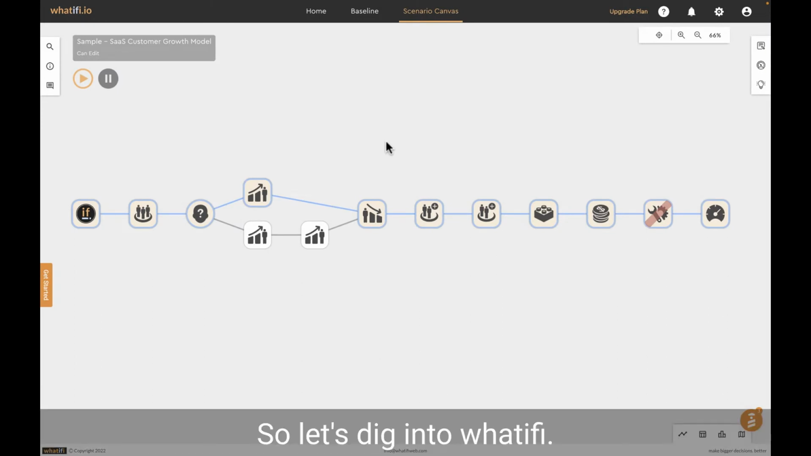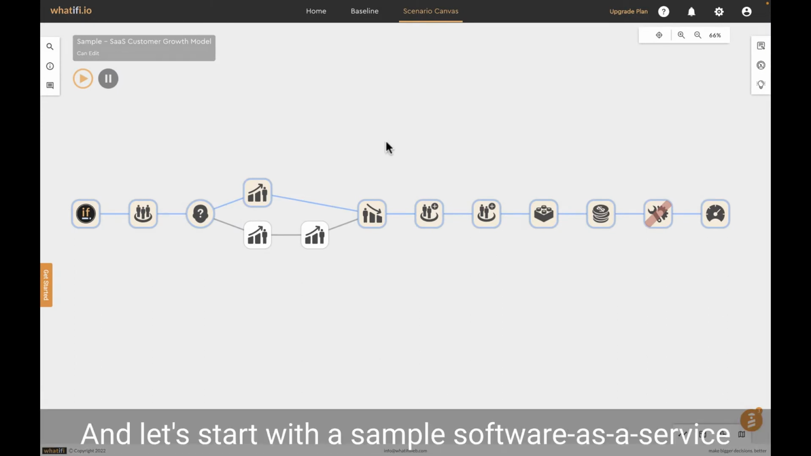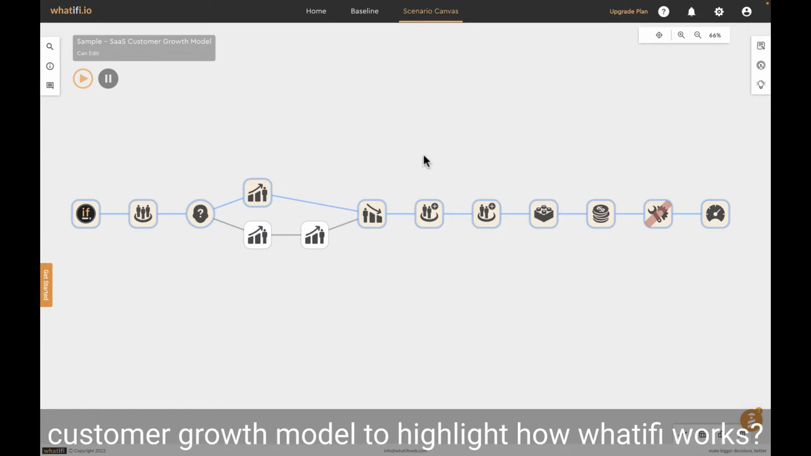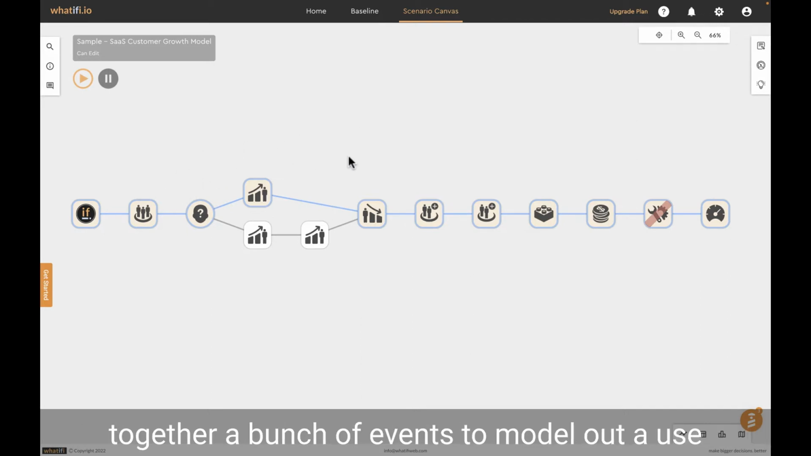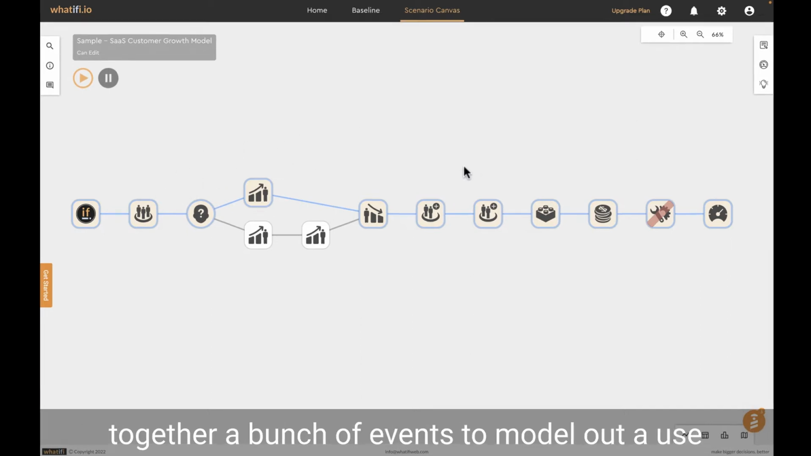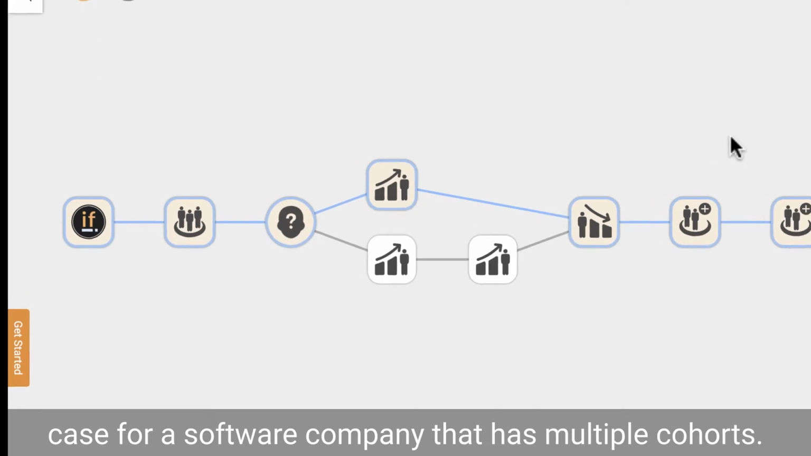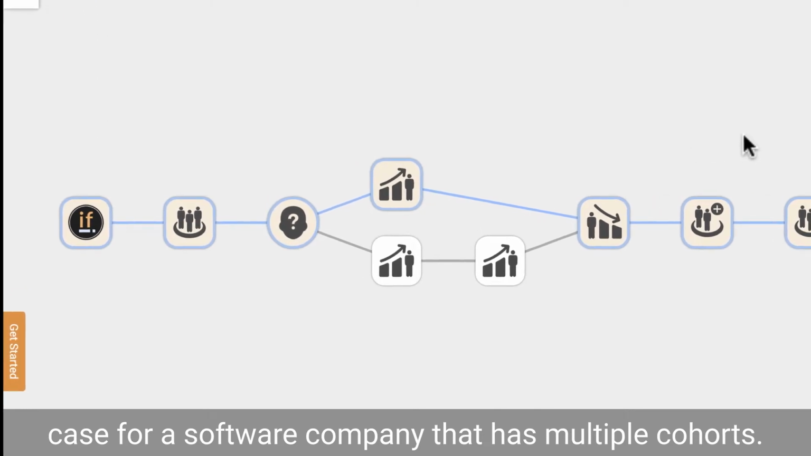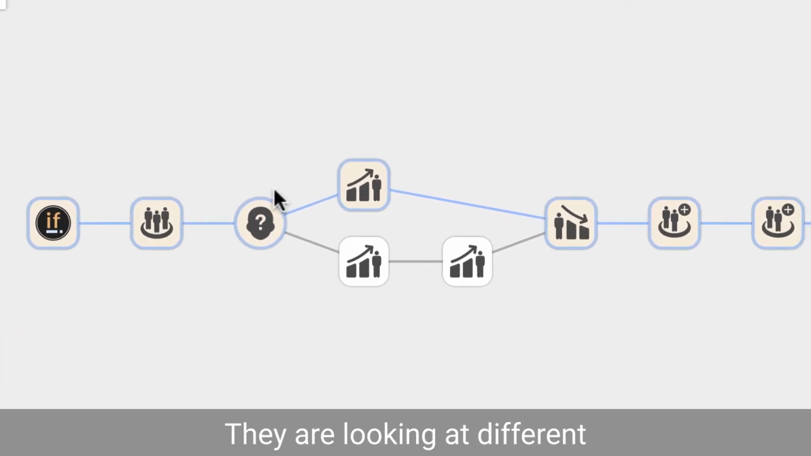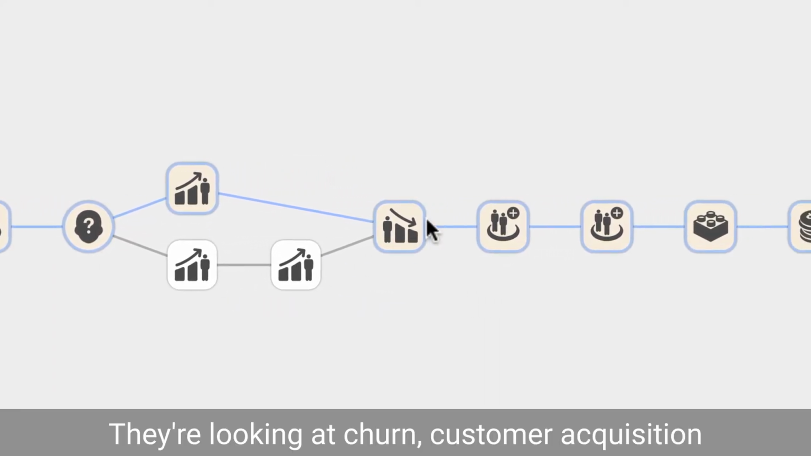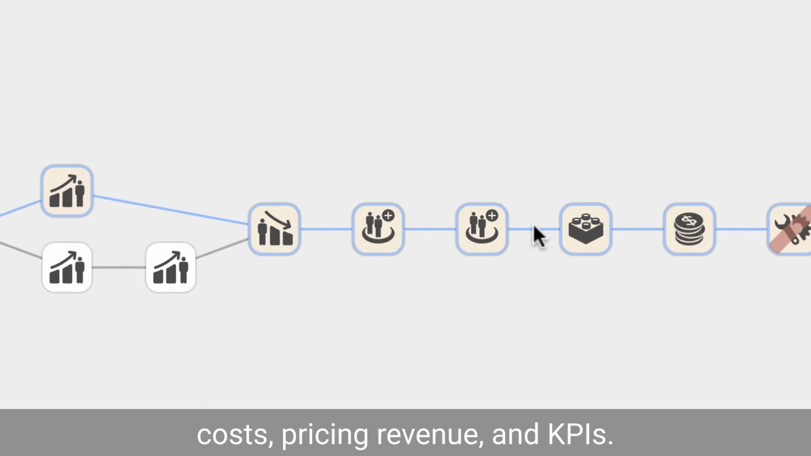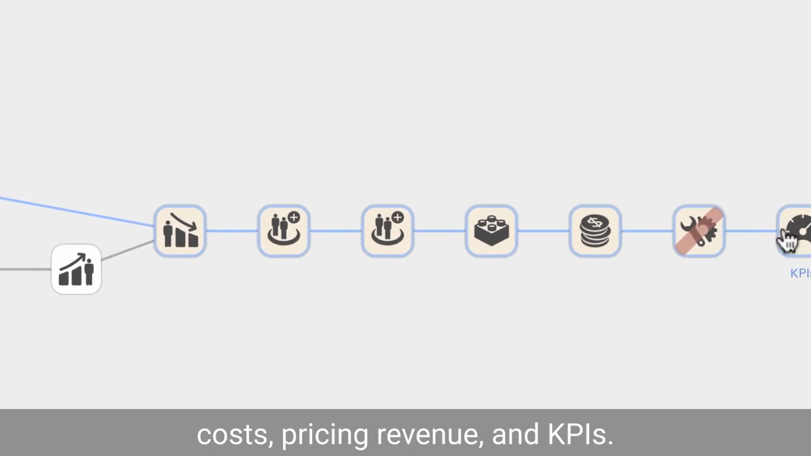So let's dig into Whatifi, and let's start with a sample software as a service customer growth model to highlight how Whatifi works. This is the scenario canvas, and here we are connecting together a bunch of events to model out a use case of a software company that has multiple cohorts. They are looking at different types of customer growth patterns. They're looking at churn, customer acquisition costs, pricing, revenue, and KPIs.